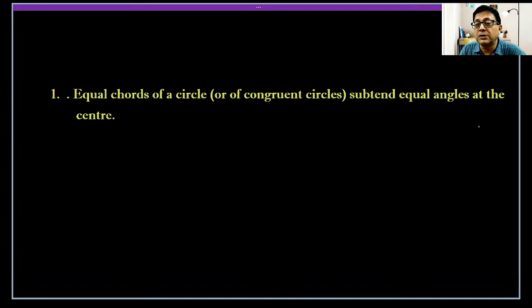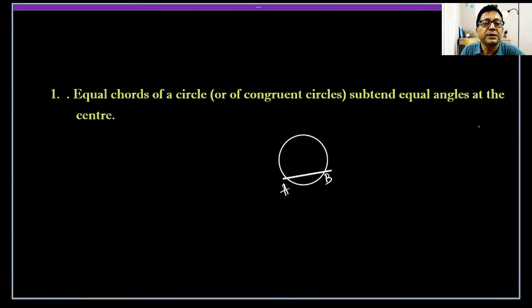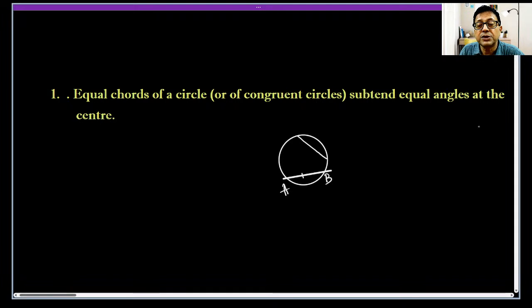So, equal chords of a circle subtend equal angles at the center. This is a theorem here. Proofs are also possible. I am just telling you, AB, this one is a segment, this one is a chord. You take another segment and chord. This chord is equal to this chord in length. They are equal. Arc AB equals arc CD, or chord AB equals chord CD. Then at the center of the circle they will subtend equal angles.